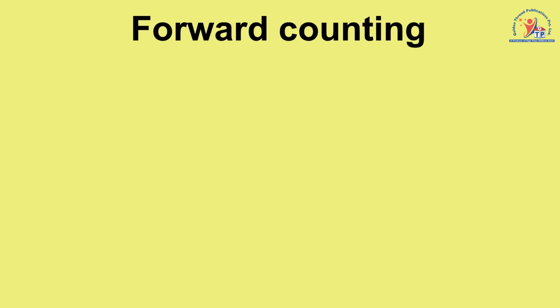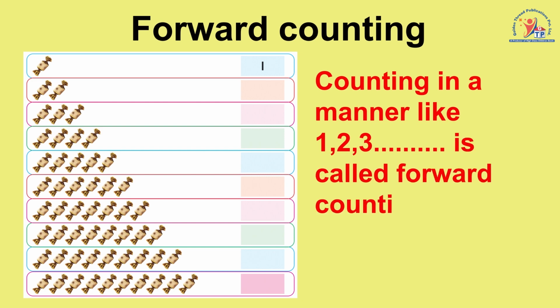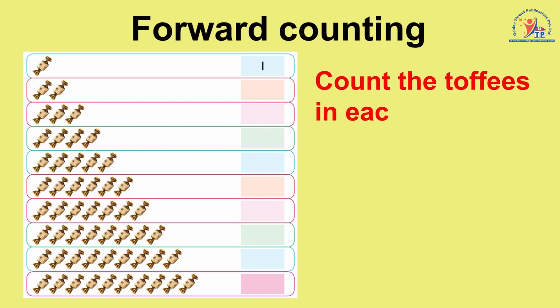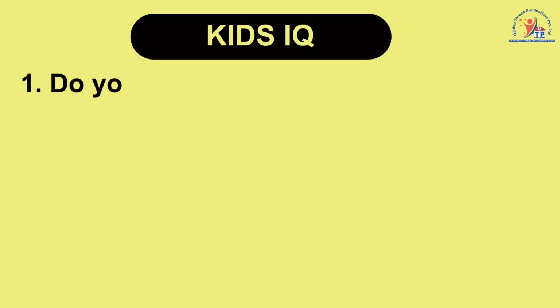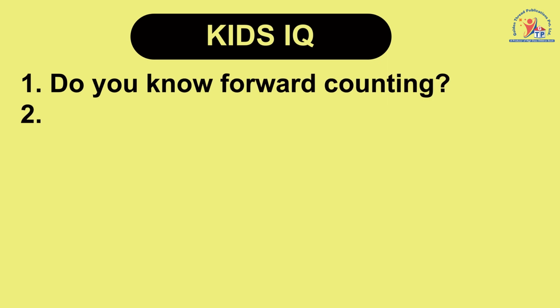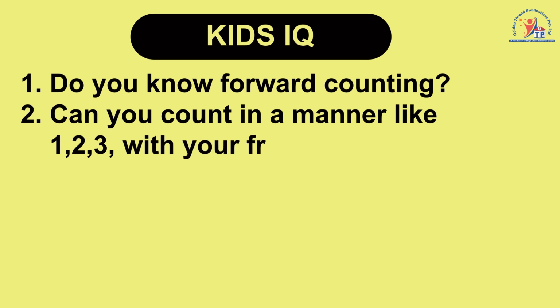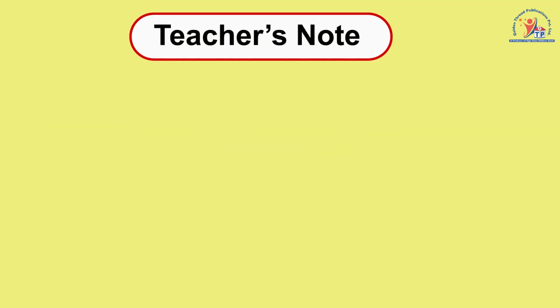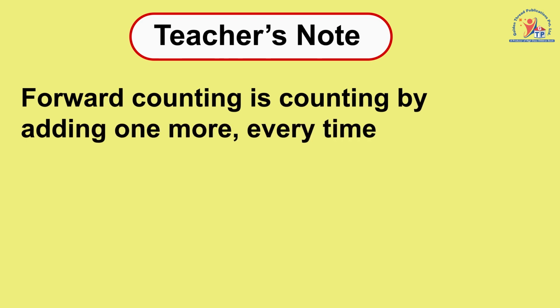Forward counting. Counting in a manner like 1, 2, 3 is called forward counting. Count the toffees in each row and write their number as shown in the first row. Kids IQ 1. Do you know forward counting? 2. Can you count in a manner like 1, 2, 3 with your friends? Teacher's note: forward counting is counting by adding one more every time.